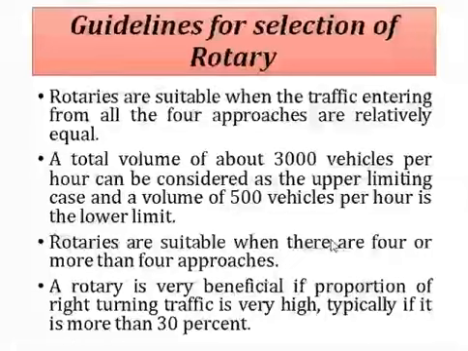There are a few guidelines for selection of rotary as per the Indian Road Congress norms. The first guideline is there must be a minimum of 4 approach roads for a rotary intersection. The vehicle count also plays a very important role. The vehicle count at a four-legged intersection must be a minimum of 500 vehicles per hour and a maximum of 3000 vehicles per hour. These 500 and 3000 vehicles are in units of passenger car unit, PCU.